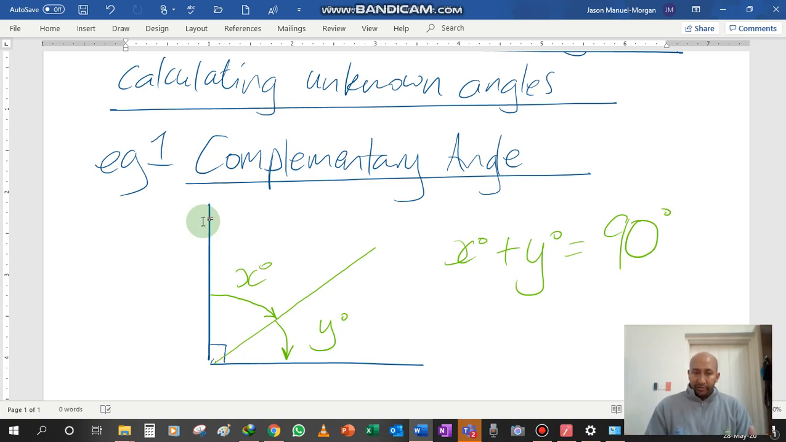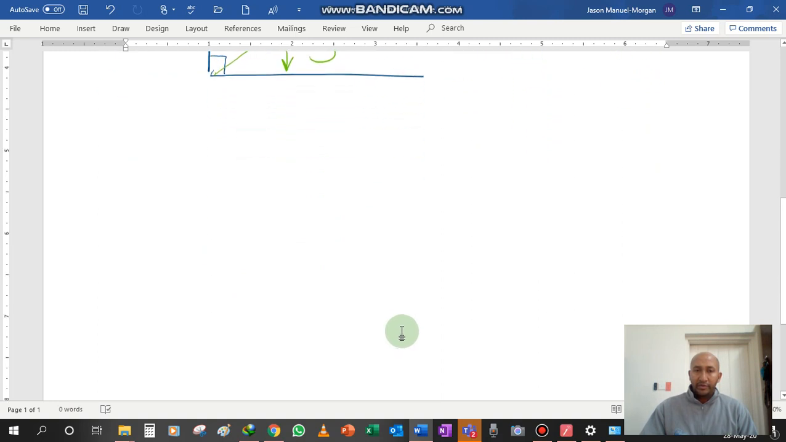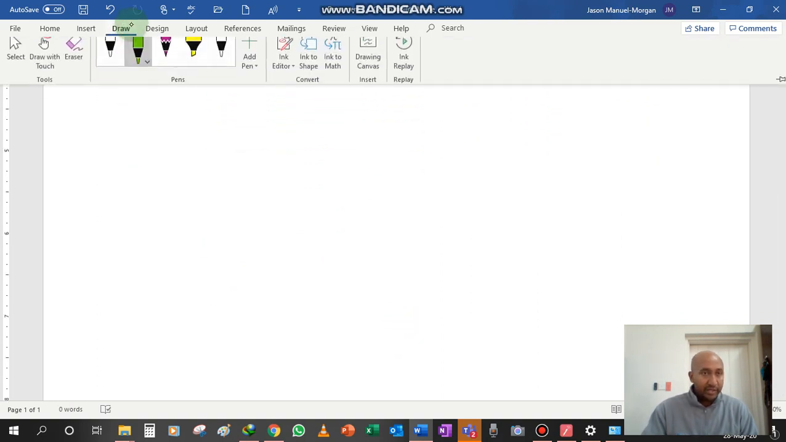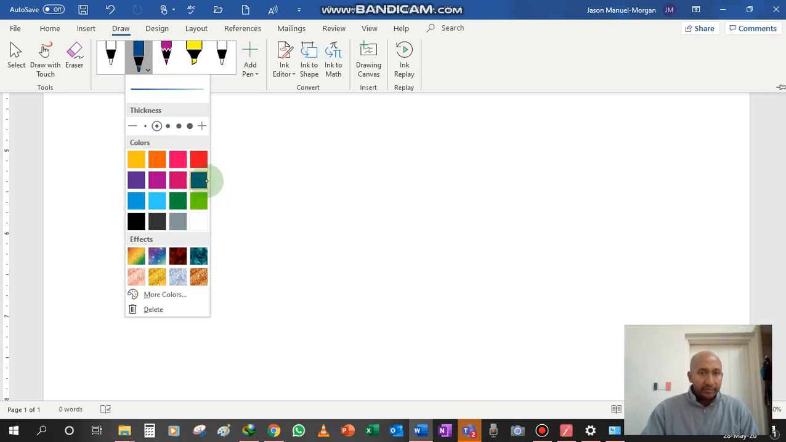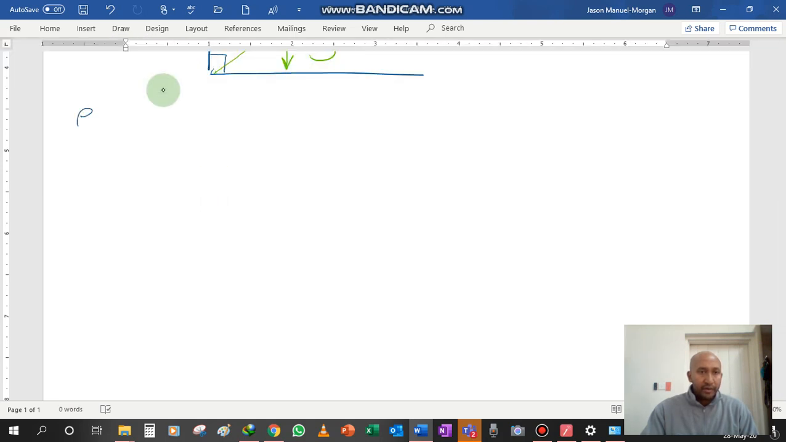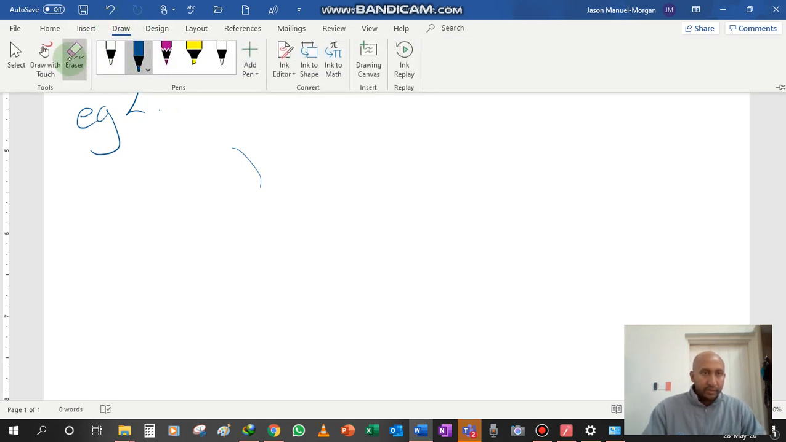That is a complementary angle, where you have got a 90-degree angle that has been divided into two other angles. A complementary angle is always 90 degrees. Okay, and so what will happen with our complementary angle here that you would have to calculate the unknown value of? It would simply be something like this, where you have your angle.